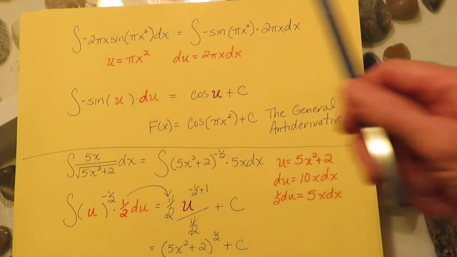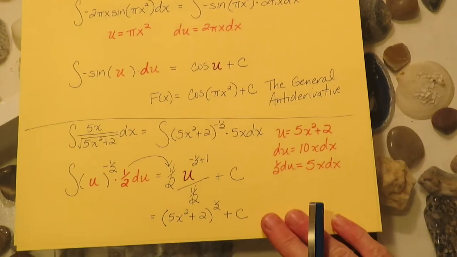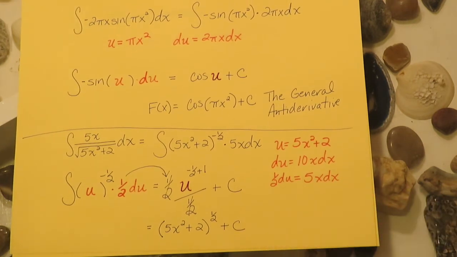Looking at our first example, we have 5x over the square root of 5x squared plus 2, and I rewrote that as 5x squared plus 2 to the minus 1/2 power times 5x dx.